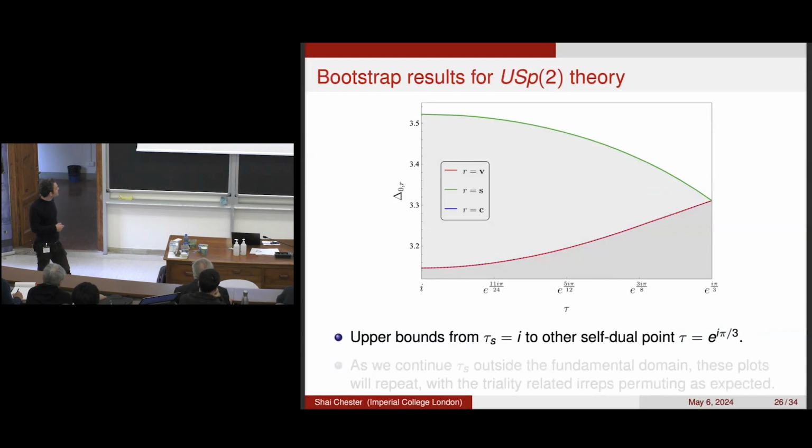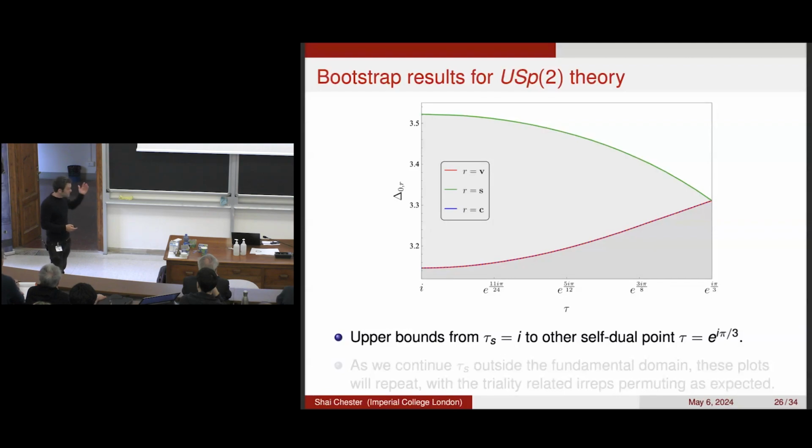Similarly, you can look at the region of tau going from i to e to the i pi over 3. Then two of these operators are the same and one is different. And as you go to e to the i pi over 3, they actually all merge into a single point. If you were to look at further values of tau, this whole cycle would just keep repeating periodically, because you would just go outside the fundamental domain and everything becomes the same.